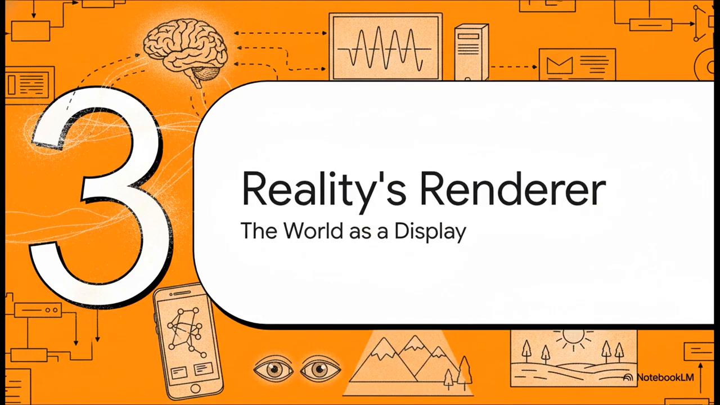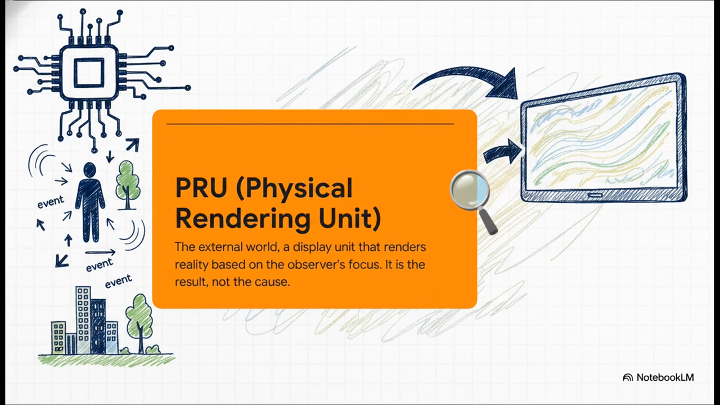All right, so we've got the operating system, Z. We've got the local hardware, our body. But what about the screen? Where does all of this stuff get displayed? Well, that's our next section: reality's rendering engine. The idea here is that the world itself is the real-time display. We have a term for this, the PRU, or the physical rendering unit. Just think of it like a giant GPU for the world. Its job is to render everything you see: events, people, situations, all based on the signal it gets from you.